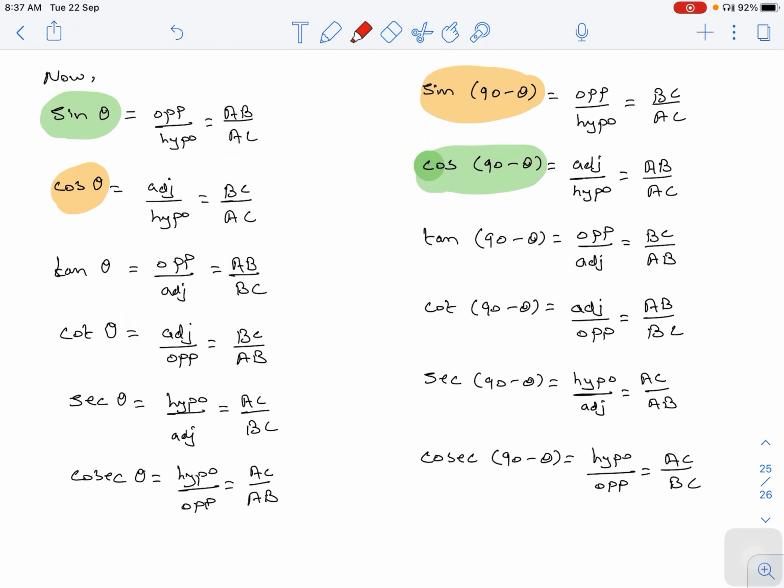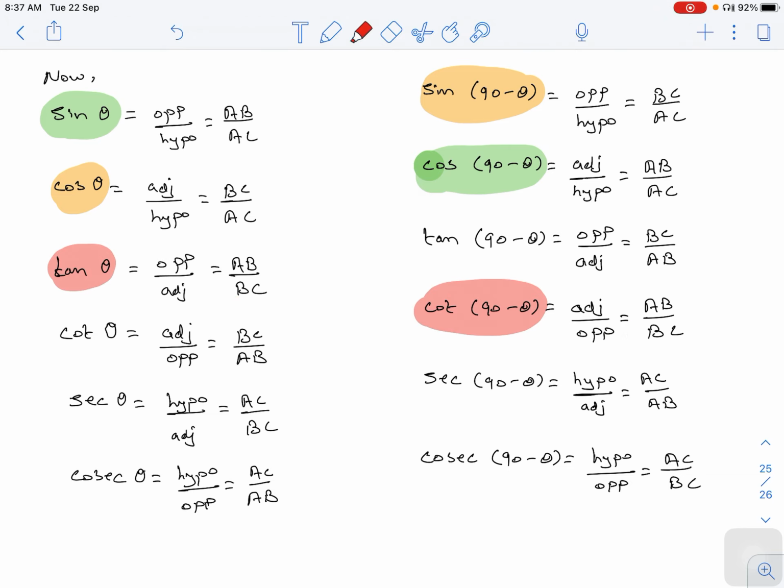Okay, next we have tan theta. Now tan theta is AB upon BC. Now check here which one is having AB upon BC. So we have it for, yes, cot 90 minus theta. So we can say that tan theta is equal to cot 90 minus theta. Okay, why? Because their ratios are equal.